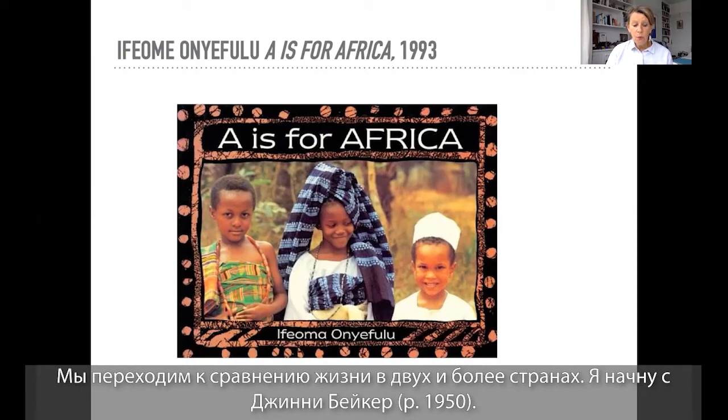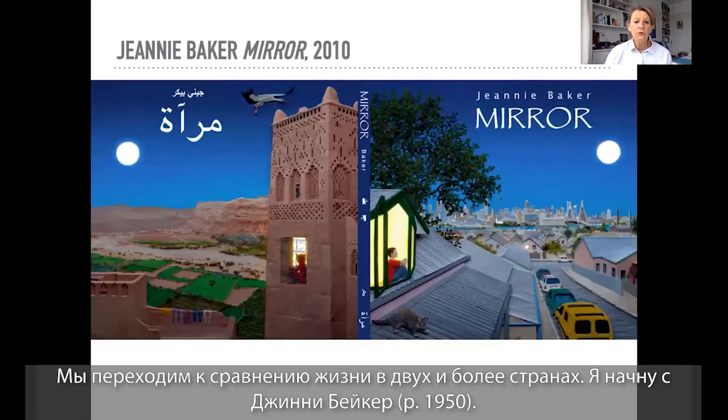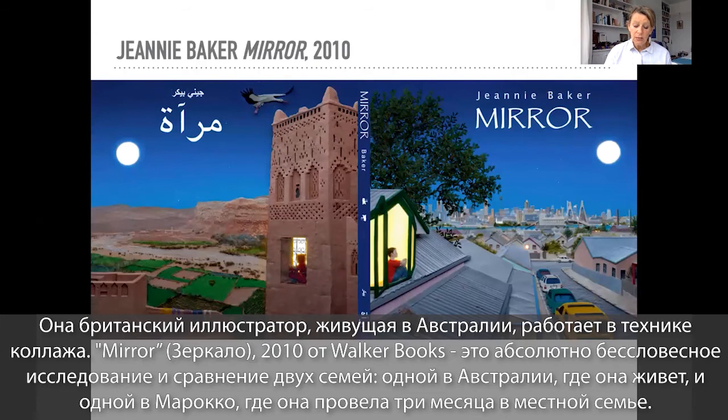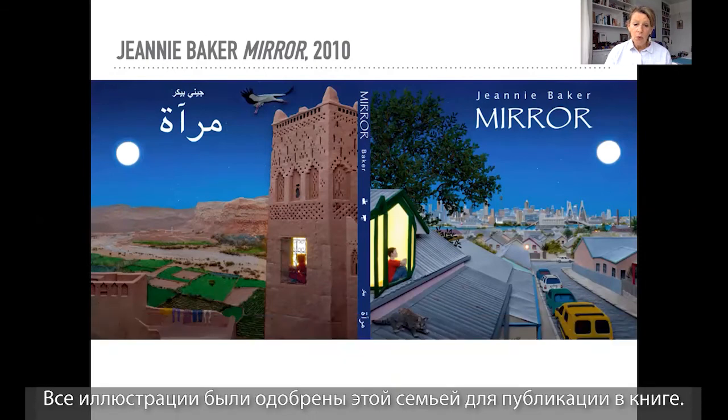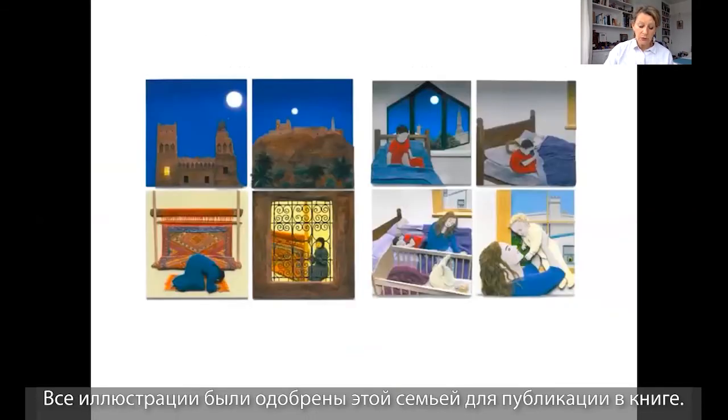And then, moving on from one country to comparisons between 2 or more countries, I'm going to start with Jeannie Baker, a British-born illustrator living in Australia, who works in collage. Mirror, published in 2010 by Walker Books, is a totally wordless exploration and comparison of the lives of 2 families, one in Australia, where she lives, and one in Morocco, where she spent 3 months living with a family. All the illustrations she uses were agreed with this family before the book was published.